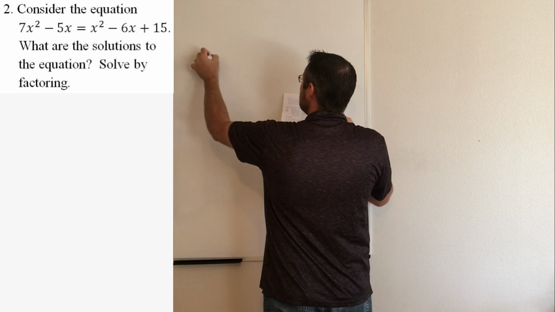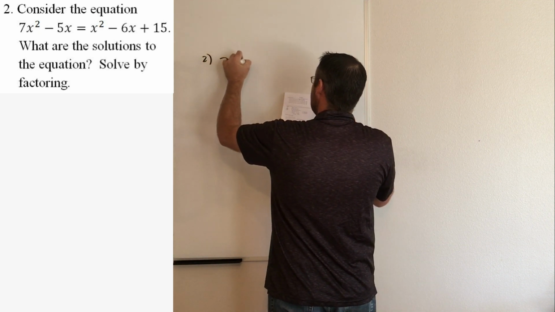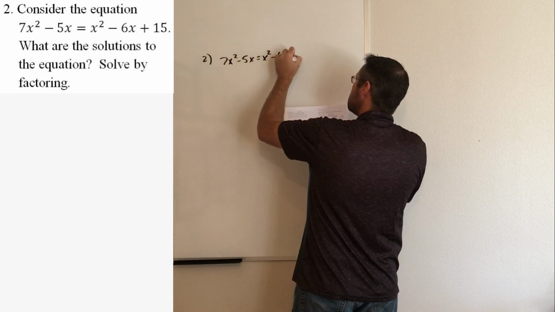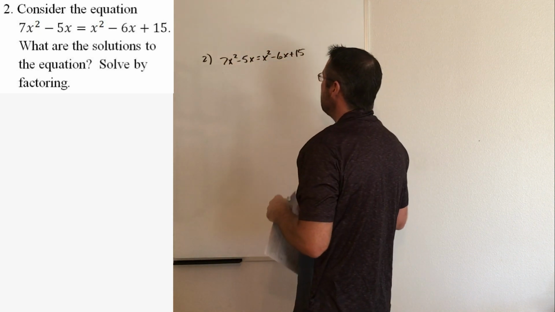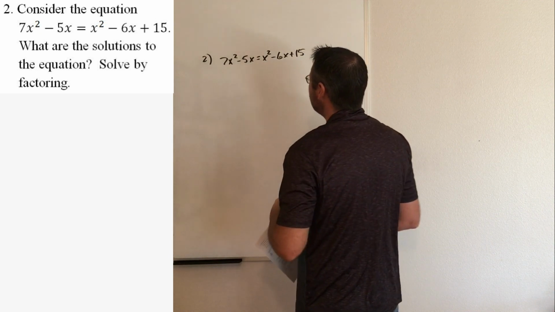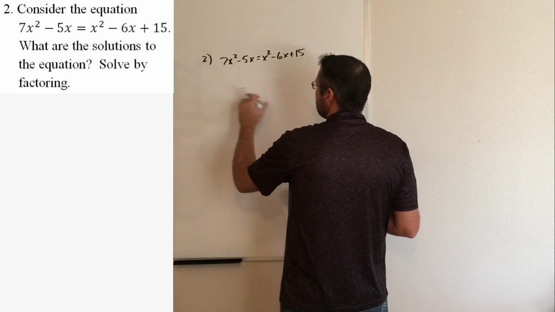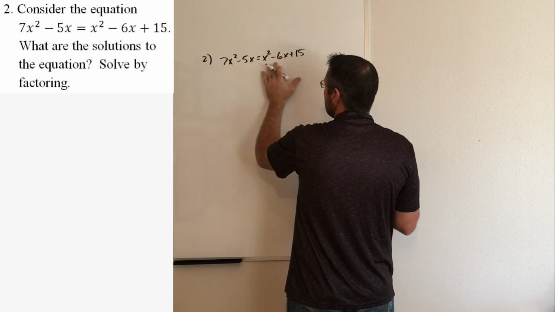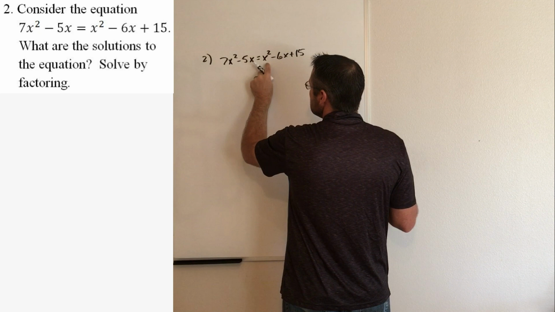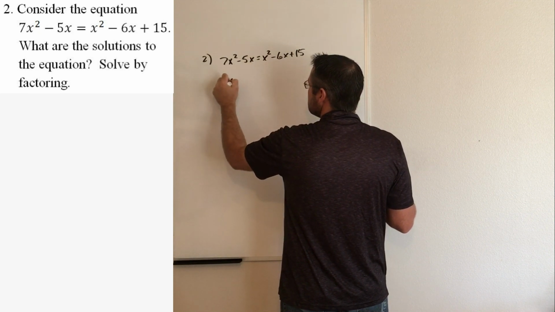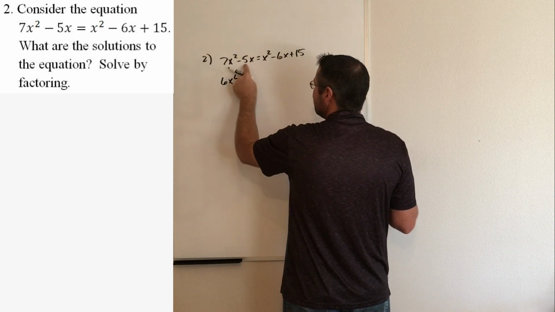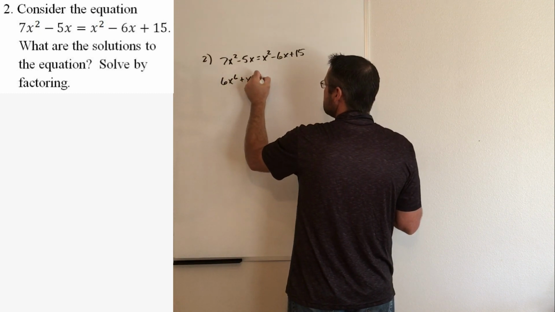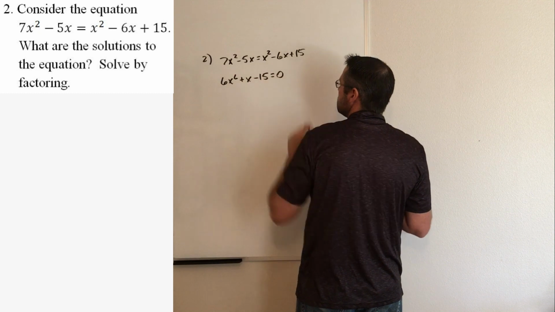So we have 7x squared minus 5x equals x squared minus 6x plus 15. If you remember, solving by factoring means you need to move everything over to one side so it equals 0, and then we factor from there. So we're going to subtract everything over here, or add everything, however you want to say that, over to this side. Subtract x squared, we end up with 6x squared. We add 6x, so we end up with plus x. We subtract 15, so we get minus 15. And then that will be equal to 0.